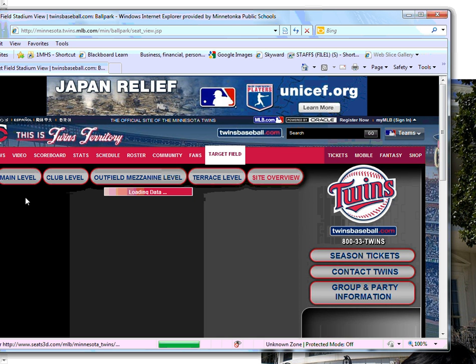Well, in Twins Field, they do say that this is one of those stadiums where you can get a good view of the game from almost anywhere. Of course, the ones that are right up close, like row 1, right behind the dugout, those are the ones that are most expensive.